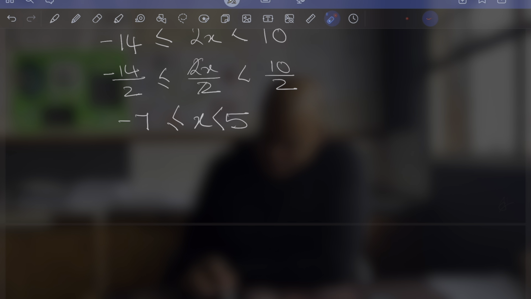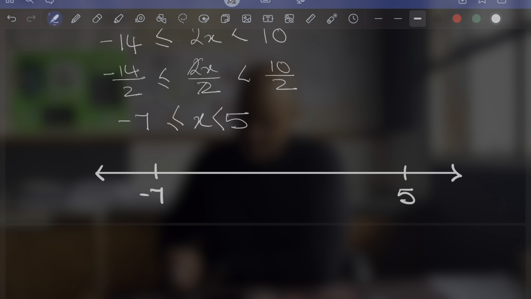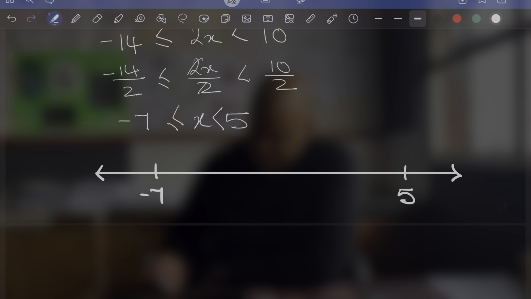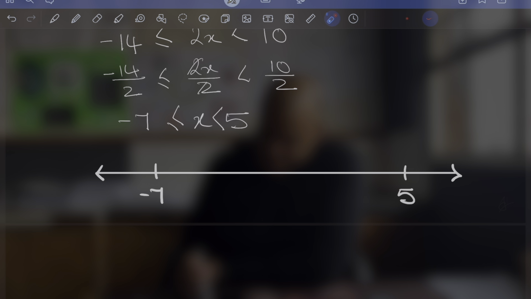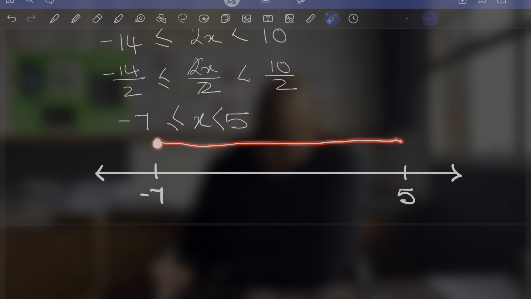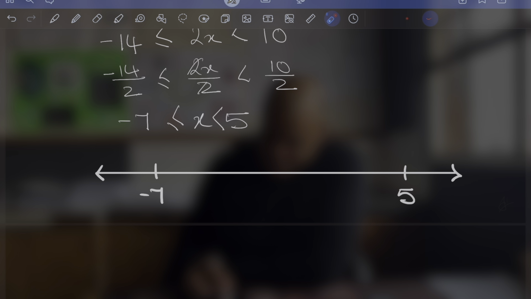So I'm going to get a quick number line going here. Here I've got a number line, -7 on the left, of course, and 5 to the right. This says that my solution lies between -7 and 5. But note that because we've got a greater than or equal to here, I'm going to have a closed circle at -7, meaning -7 is included in your solution. And over here, I'm going to have an open circle at 5 because there's no equal sign here. So that will look as follows.